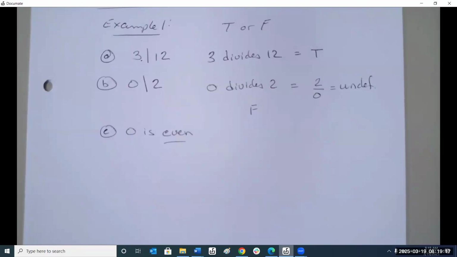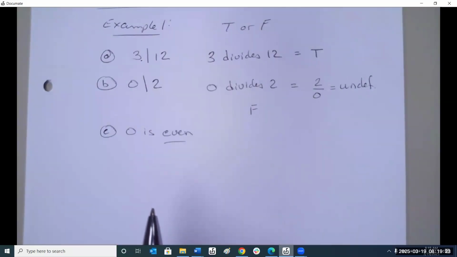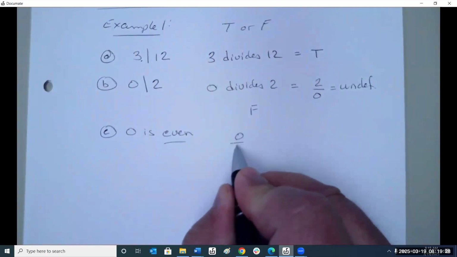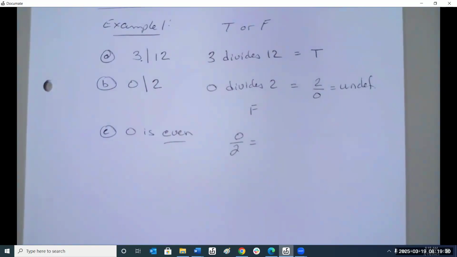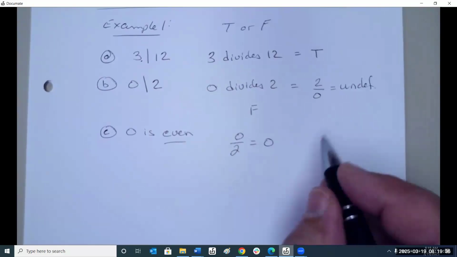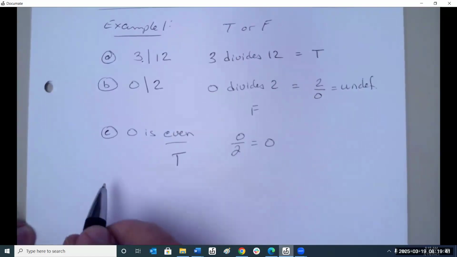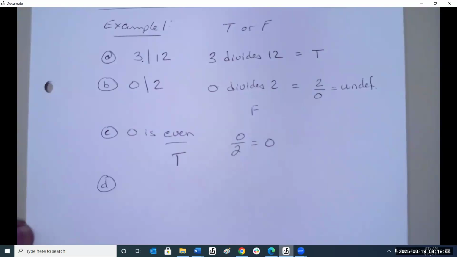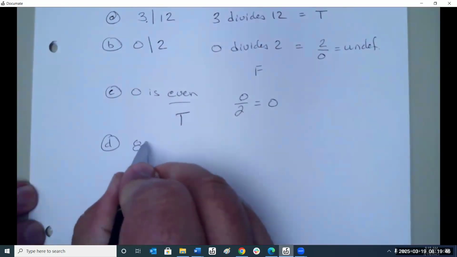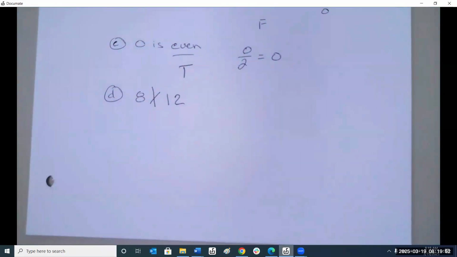A remainder of 0. So a remainder of 0 if I do what? So what is 0 divided by 2? 0. Is there a remainder? Nope. So true, 0 is even. What does that mean?